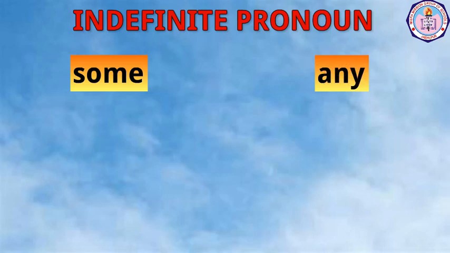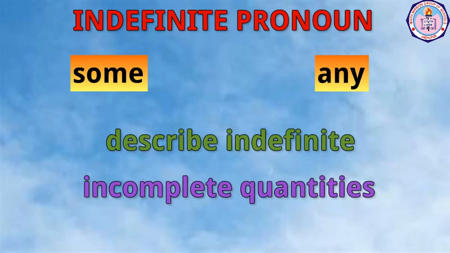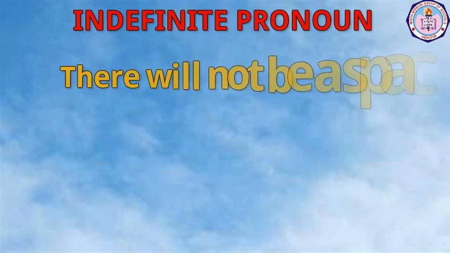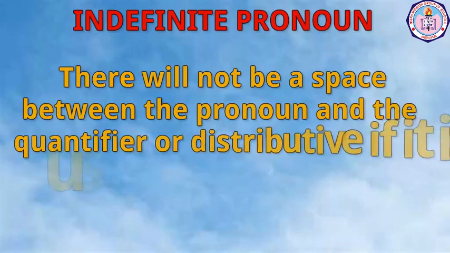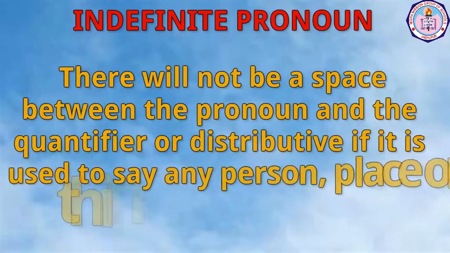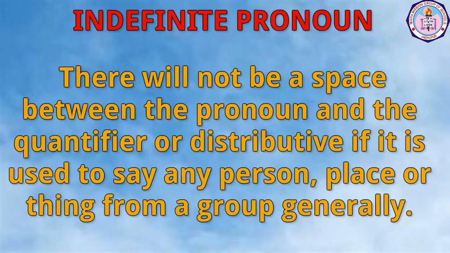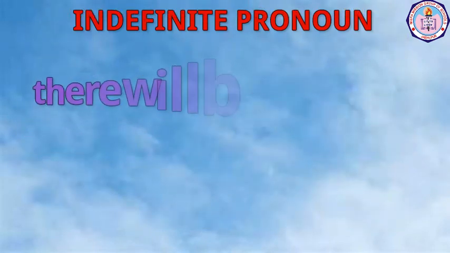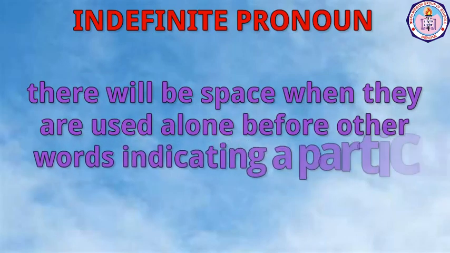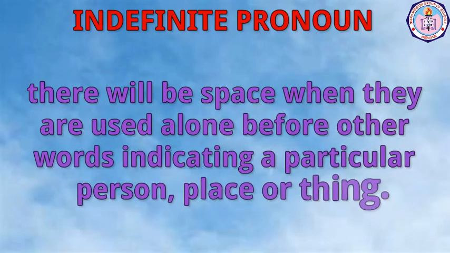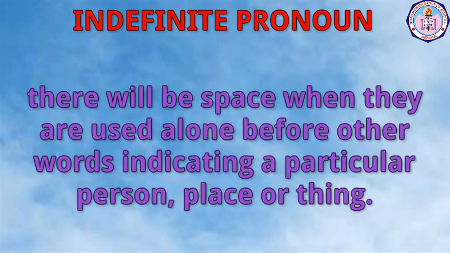Some and any are used to describe indefinite and incomplete quantities. There will not be a space between the pronoun and the quantifier or distributive if it is used to say any person, place, or thing from a group generally. But at the same time, there will be a space when they are used alone before other words indicating a particular person, place, or thing. Let us see some examples.